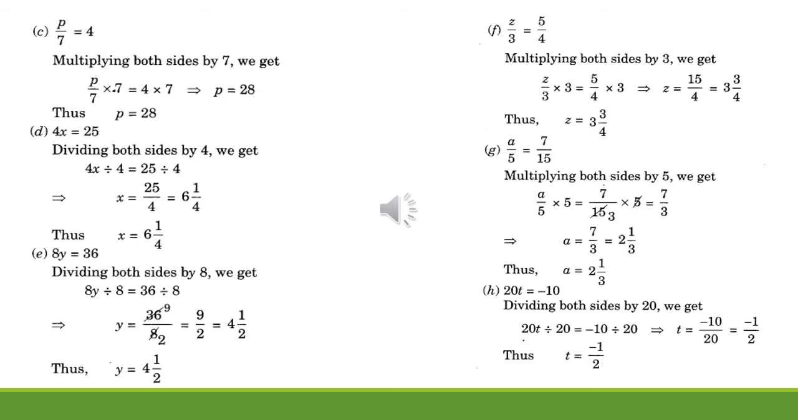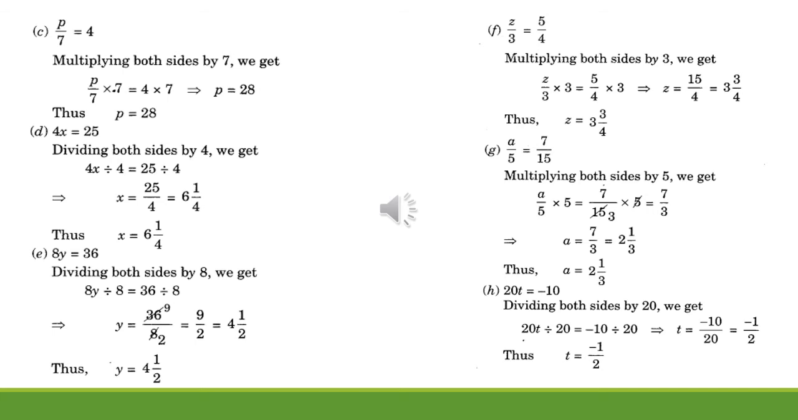Part F is a little different. Z by 3 is equal to 5 by 4. So on both the sides, LHS and RHS, the terms are given in fractions. So we are multiplying 3 on both sides to make Z separate. Z by 3 into 3 is equal to 5 by 4 into 3. Z by 3 into 3, if you reduce, we are getting Z, and on the right hand side we are getting 15 by 4. If we convert into a mixed fraction, we are getting Z is equal to 3 3 by 4.